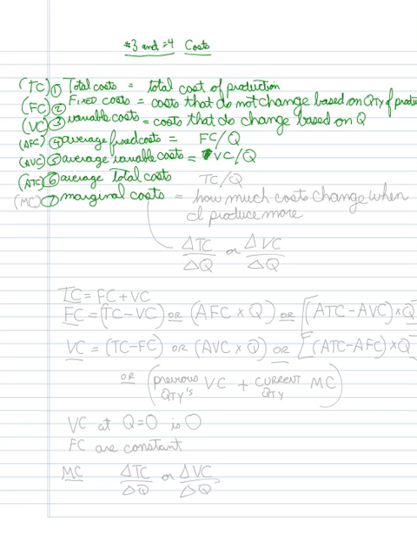ATC, average total cost, that would be my total cost divided by quantity. And then my marginal cost. The definition of that would be how much costs change when I produce more.